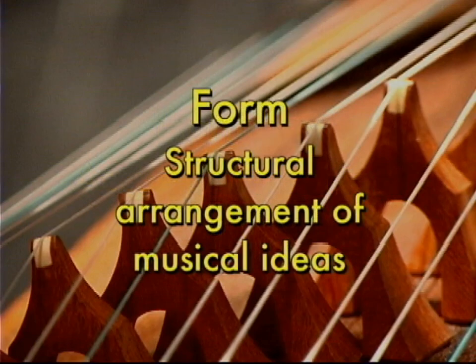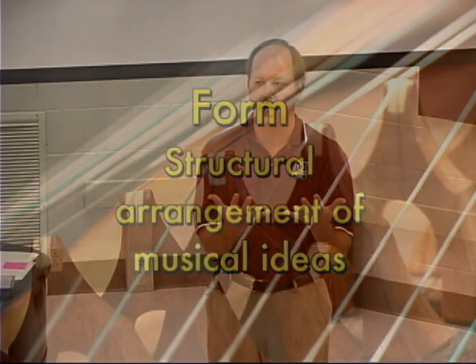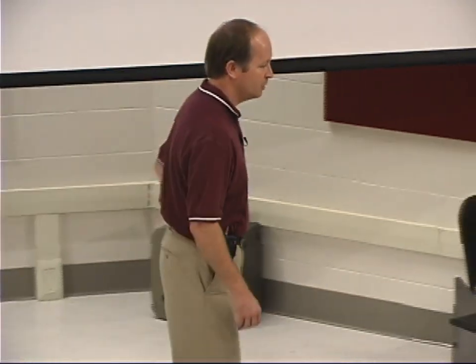Form. The structural arrangement of musical ideas. So there might be an A idea, and then a completely different idea, which you could label B, and then maybe it comes back to the A at the end. ABA is a very common form structure in music. So all of these are important musical elements, and we'll be making reference to them as we work through the materials of this course.